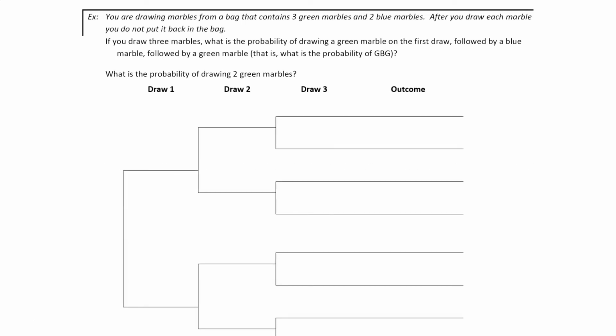You're drawing marbles from a bag that contains 3 green marbles and 2 blue marbles again. After you draw each marble, you don't put it back in the bag. If you draw 3 marbles, what is the probability of drawing a green marble on the first draw, followed by a blue marble, followed by a green marble again? So that is, we're looking for the probability of green, blue, green again. So let's start with that.